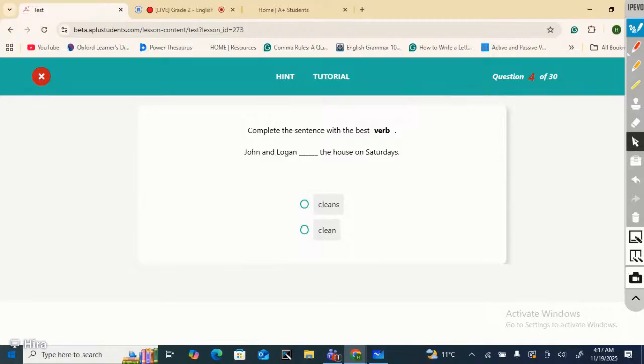Okay, kids, I guess you understand the concept now. From this question, I'm going to ask you, John and Logan. Complete the sentence with the best verb. Now the verb is missing. Subject: John and Logan blank the house on Saturdays. John and Logan, obviously, name of two persons, plural subject. Now find a plural verb, okay?